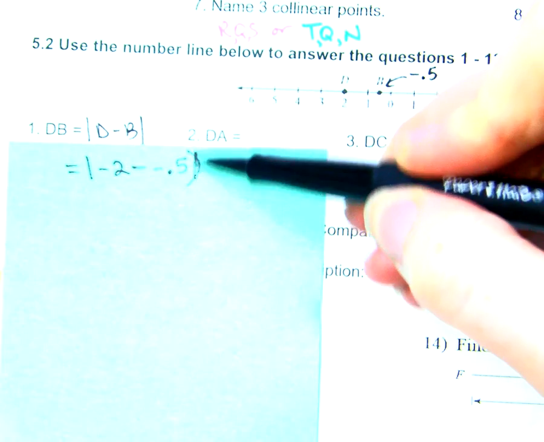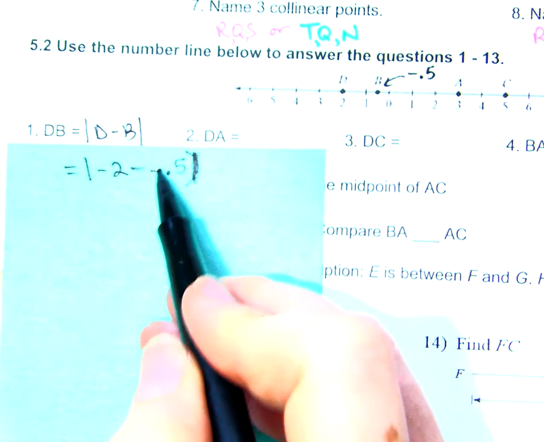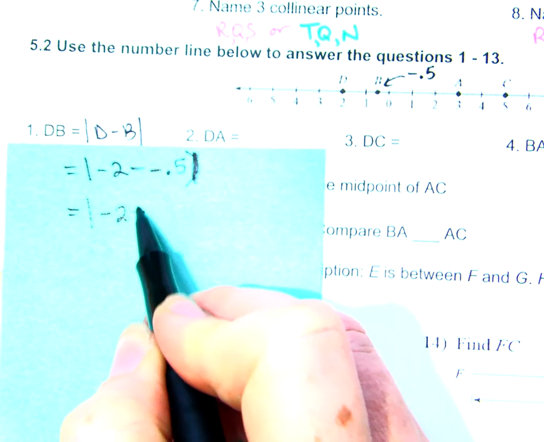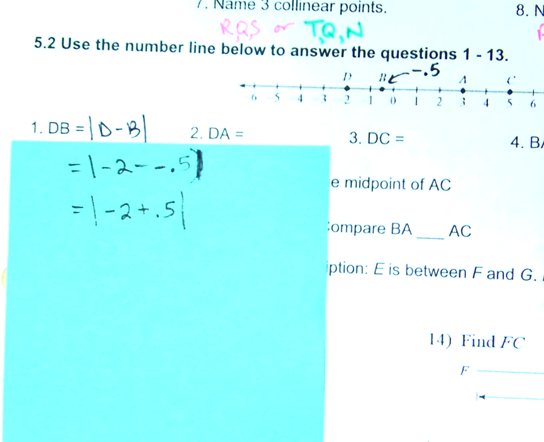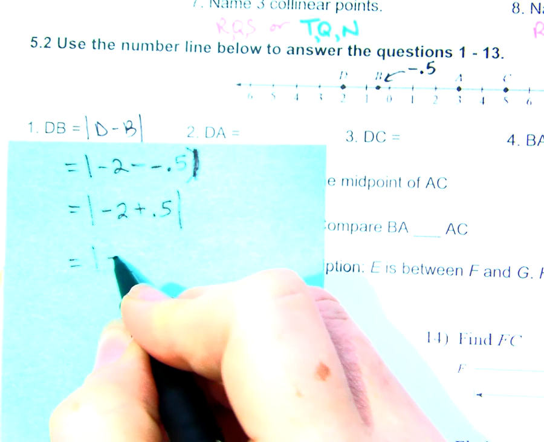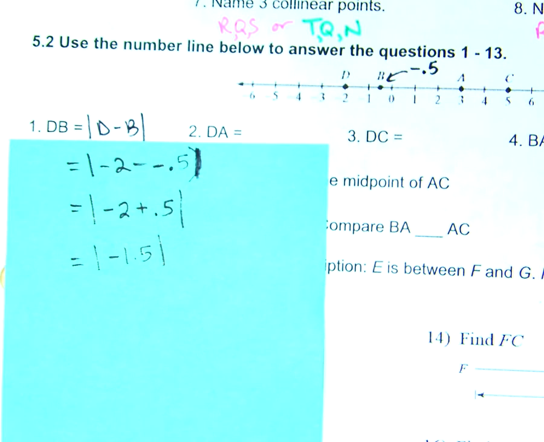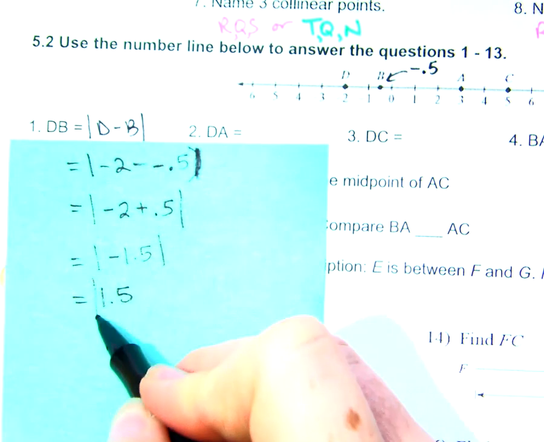I meant for that to be a vertical bar. Okay. So minus a negative, I'm just going to do -2 plus 0.5. And if you are somebody who struggles with positives and negatives, then go ahead and use a calculator, okay? So -2 plus 0.5 is going to be -1.5. And then the absolute value of -1.5 is 1.5. So this would be my final answer.